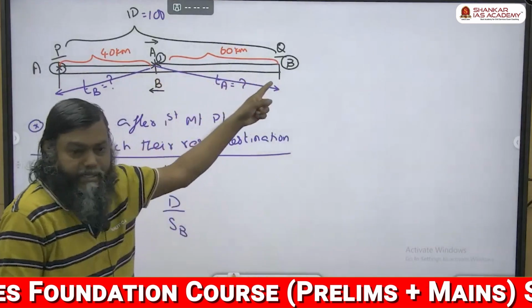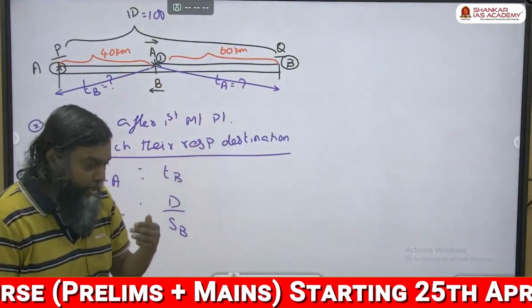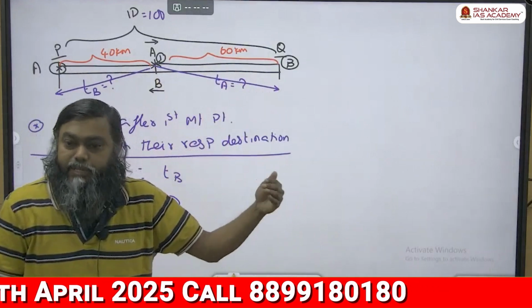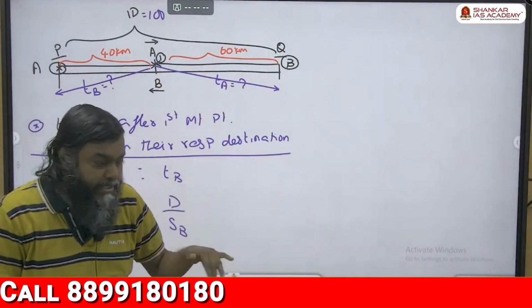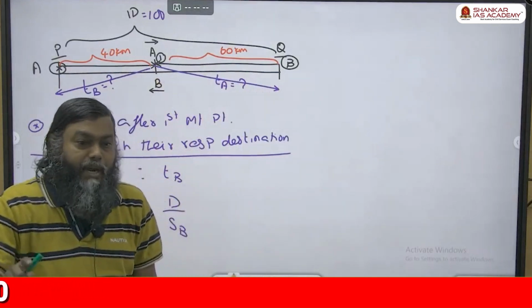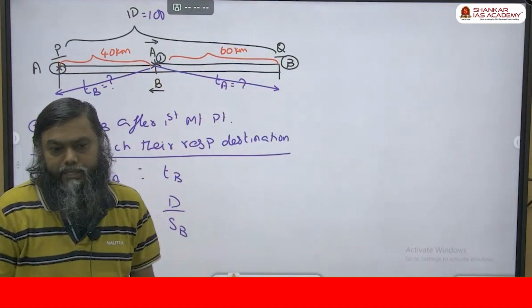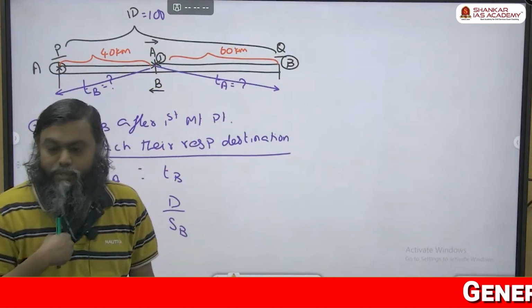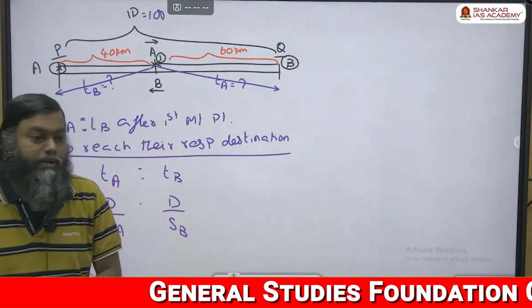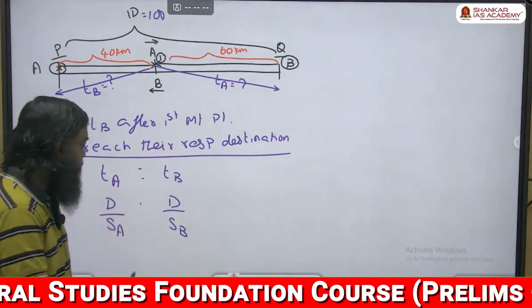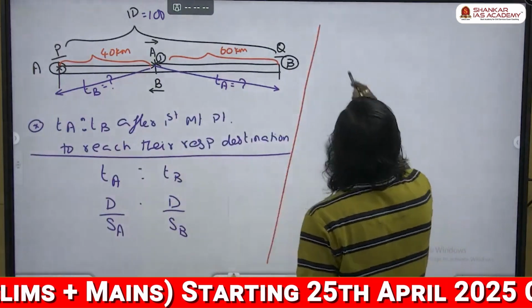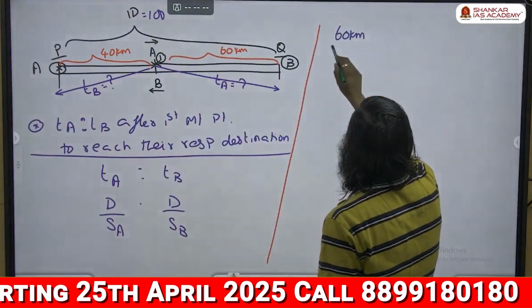Don't look at this 60 like that. Listen to my language now. Whatever distance the other person traveled to meet me, that much distance I have to travel to reach my destination. How much distance did B travel to meet me? That much distance I have to travel to reach my destination. Understood? How much? 60. 60 kilometers. What is the speed of A?